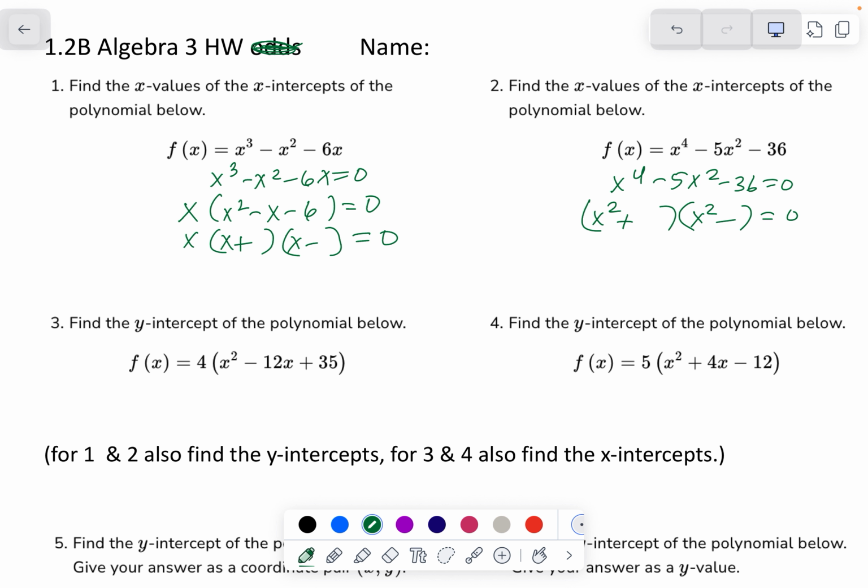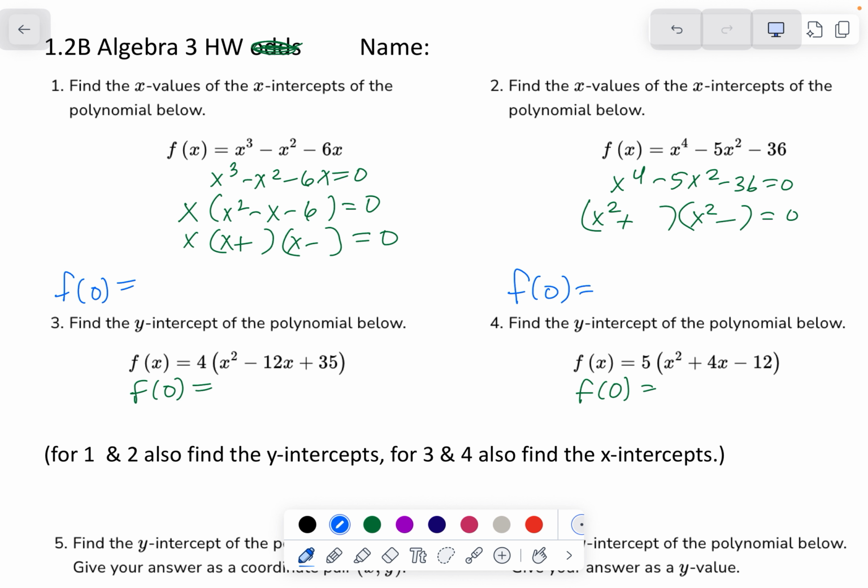3 is nicer, you're just plugging in 0, what do you get? 4 is nice, you're just plugging in 0, what do you get? Now 1 and 2 say to find the y-intercepts, so go back in and plug in 0 for this one and 0 for this one. For 3 and 4, you're going to have to try to factor. Let me just make sure, yeah, they both factor.